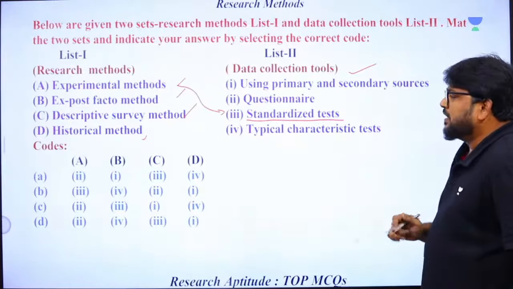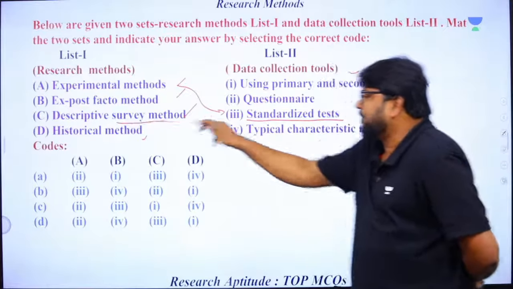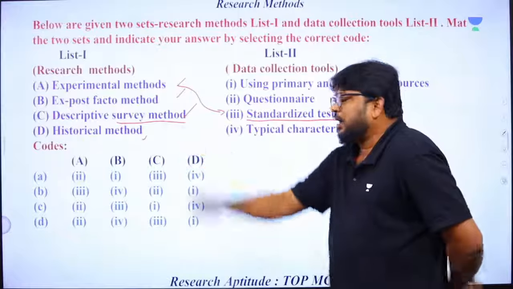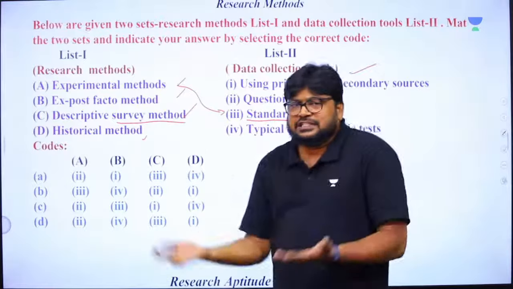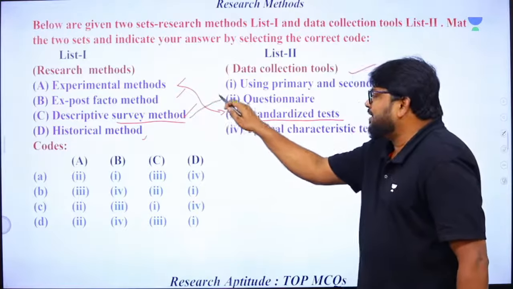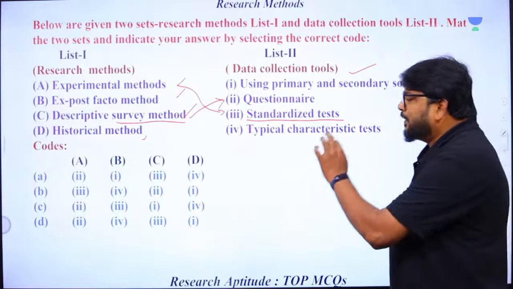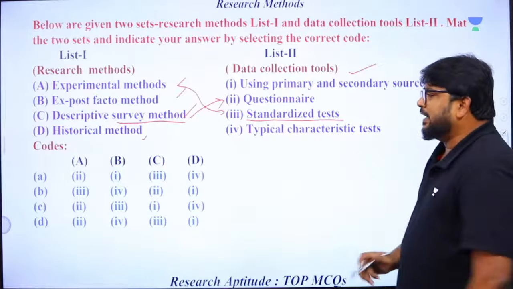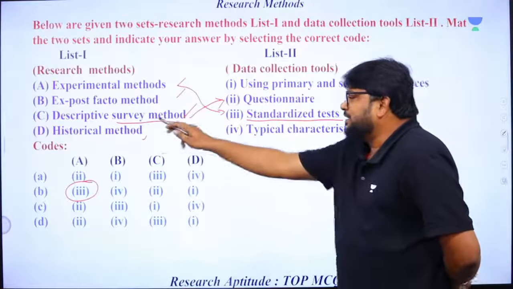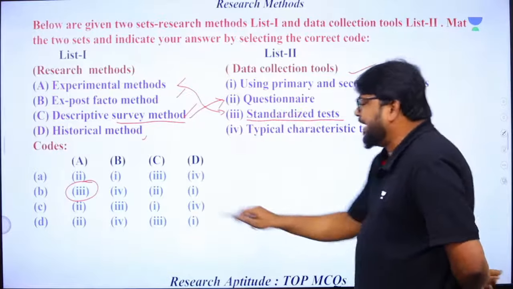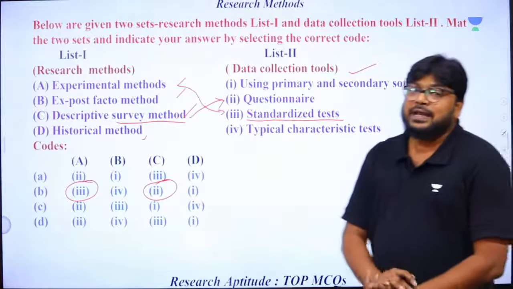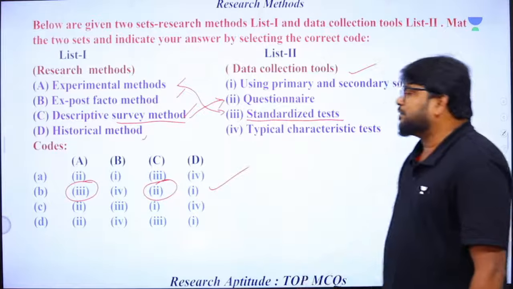Next comes here, you can see. So in the descriptive survey method, what you will do, you will go for a survey. You will carry a checklist, you will carry questionnaires, and in this survey method you are taking some questionnaires and thereafter you are dealing with those questionnaires. So this is very clear that experimental research is going with standard tests, as well as the descriptive survey method is going with questionnaires. So both these options are very clear in terms of identifying the correct answer. So B is the answer for this particular question.